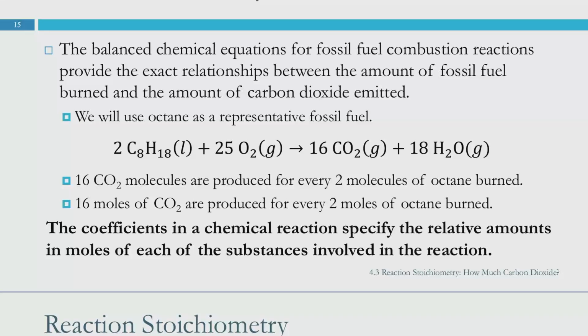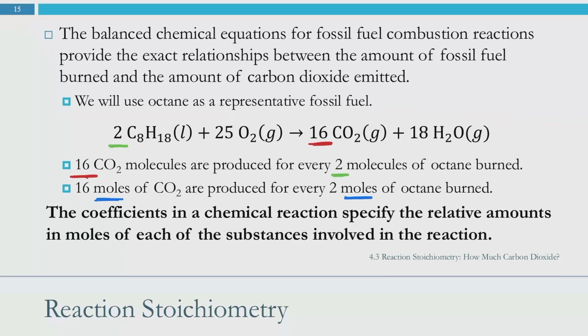What this equation tells us is that we have 16 CO2 molecules produced, because they're on the product side, for every 2 molecules of octane that are burned. We can also ramp this up. Instead of just talking about individual little tiny molecules, we can do this at the mole scale. So this also applies to moles. 16 moles of CO2 produced for every 2 moles of octane burned.